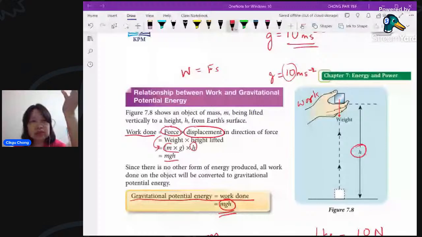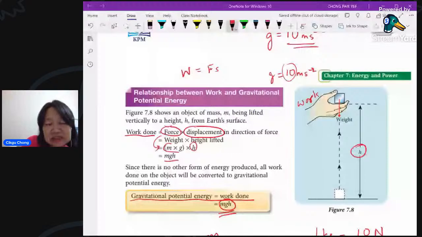Okay, so let's look at G.P.E. The formula for G.P.E, I just introduced the formula to you, which is mgh. So you can directly put mgh here. Just now the work done was force and displacement, but actually you find that it works out to the same number.